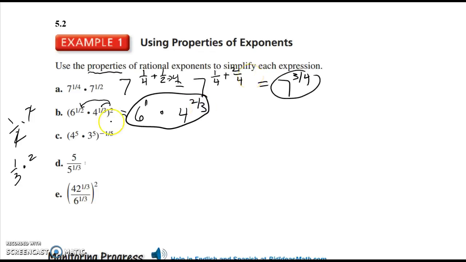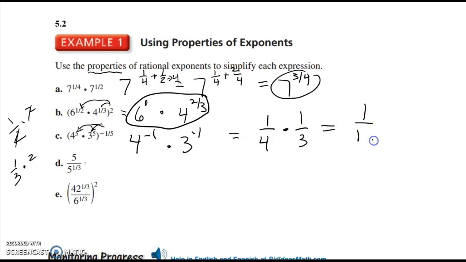For C, same idea. Bring that negative 1/5 into each of the problems. So when you bring it in, you multiply. 5 times negative 1/5 is negative 1. And again, 5 times negative 1/5 is negative 1. And we have to write this in positive exponents, so bring the 4 to the denominator. You can also bring the 3 to the denominator. You actually can multiply them two together and get 1/12.